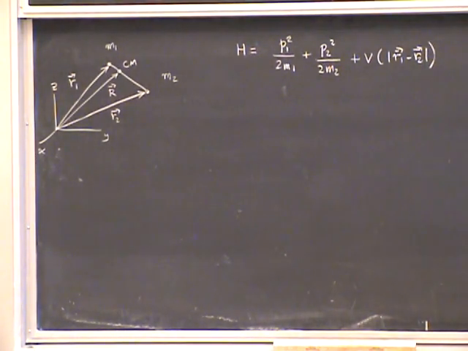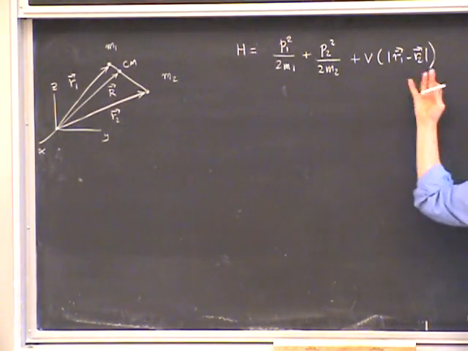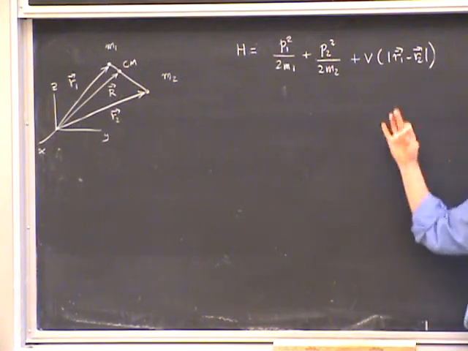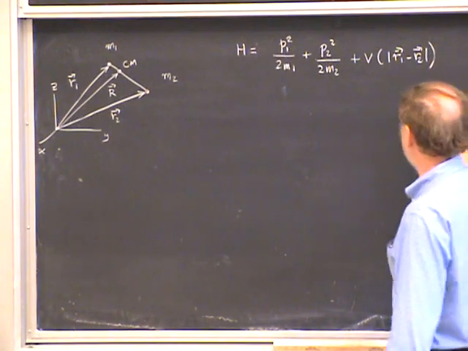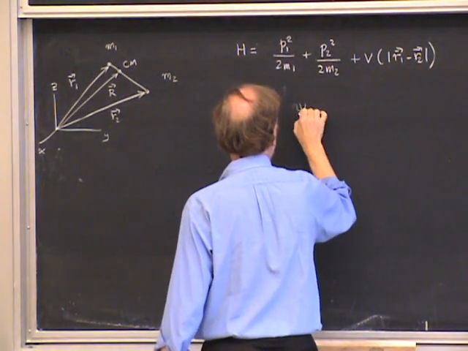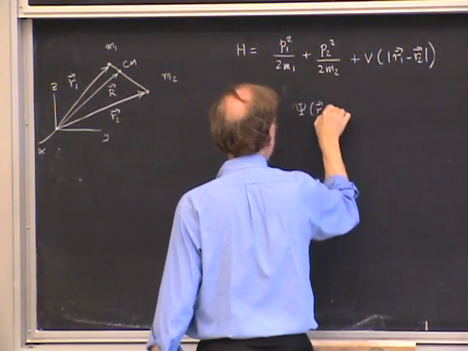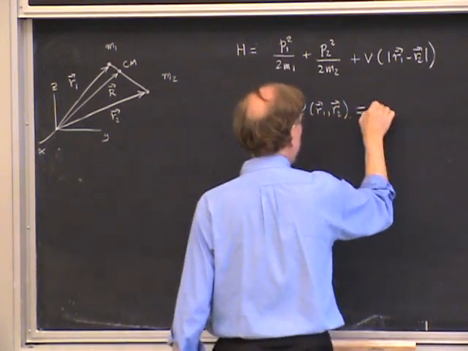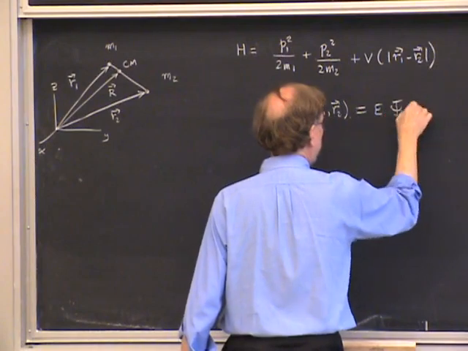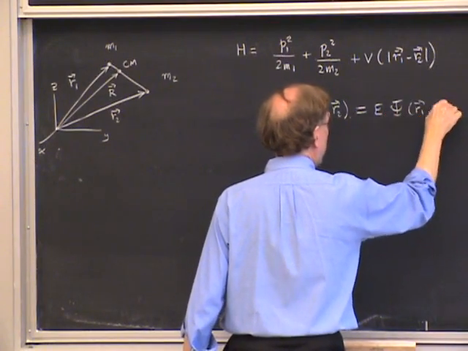This system has 6 degrees of freedom. It's the x, y, and z coordinates of both particles. The configuration space is really six-dimensional space now. That means that the wave function, which I'll call capital psi, is a function of the coordinates of both particles, R1 and R2. So the Schrodinger equation is going to be H psi equals E psi, where psi depends on both of these coordinates, R1 and R2.